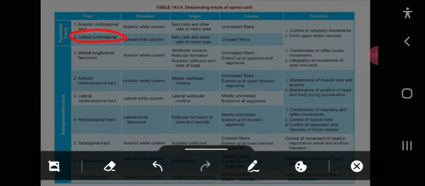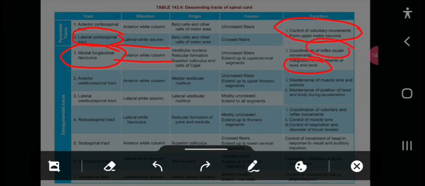Lateral corticospinal tract, lateral white column, Betz cells and other cells of motor area, crossed fibers, forms upper motor neuron, control of voluntary movement. Medial longitudinal fasciculus, anterior white column, vestibular nucleus, reticular formation, superior colliculus and cells of Cajal. Uncrossed fibers extend up to the upper cervical segments, coordination of reflex ocular movements, integration of movements of eyes and neck.